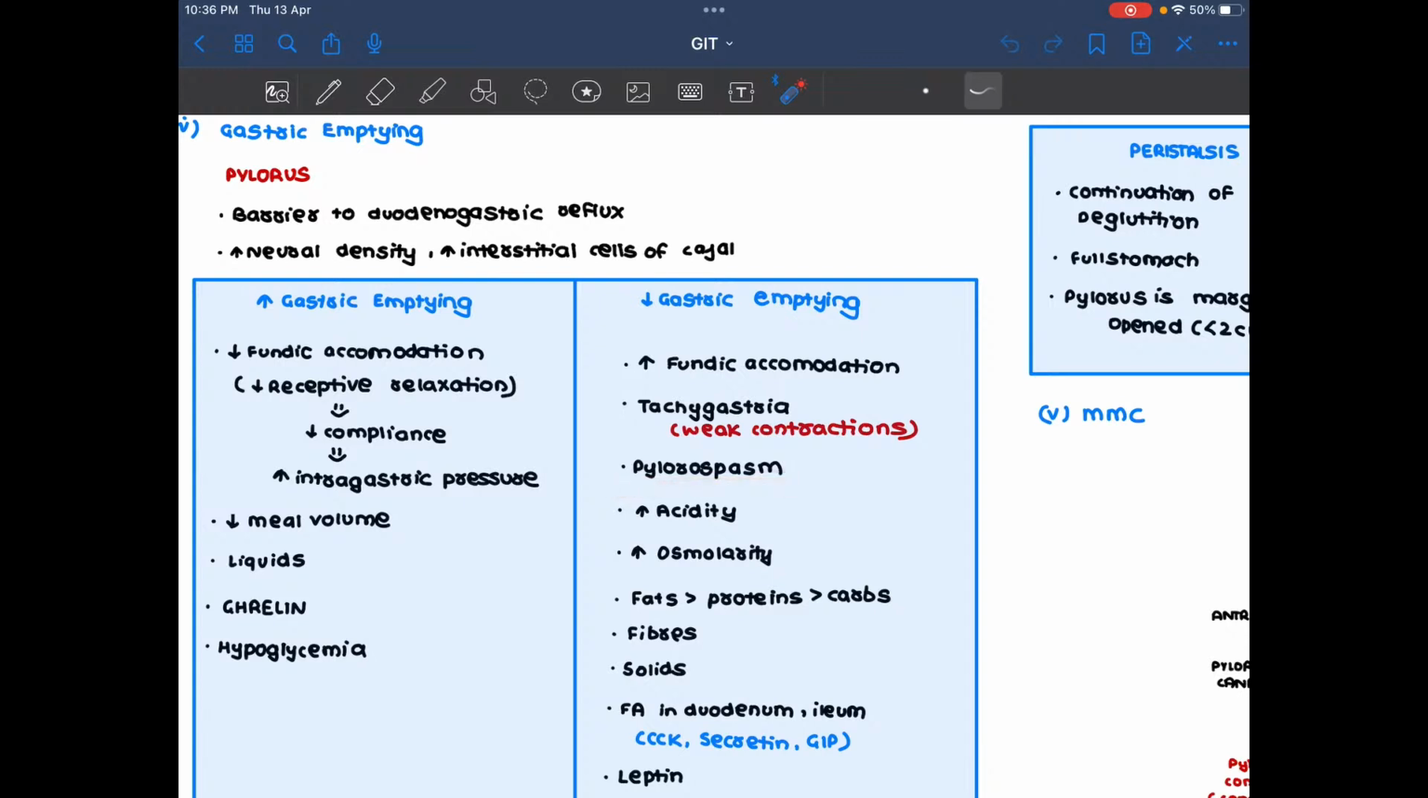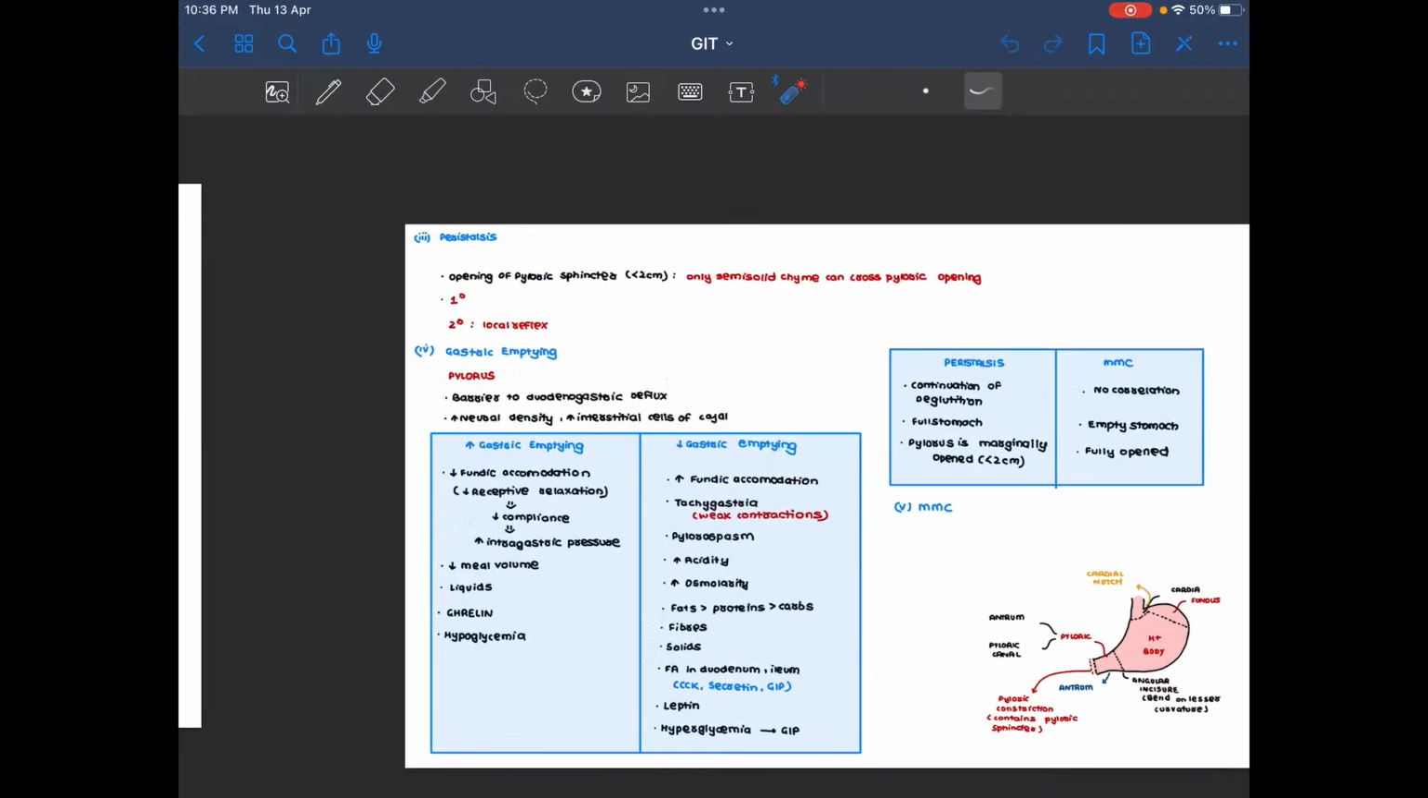What about pylorospasm? Obviously, pylorospasm is going to inhibit your gastric emptying. Increase in acidity, increase in osmolarity of foods that you're consuming. Fatty foods are especially prone to decrease your gastric emptying. Fibers have been seen to decrease your gastric emptying. Solid foods as compared to your liquids have been found to decrease your gastric emptying. So these are the different factors which contribute.